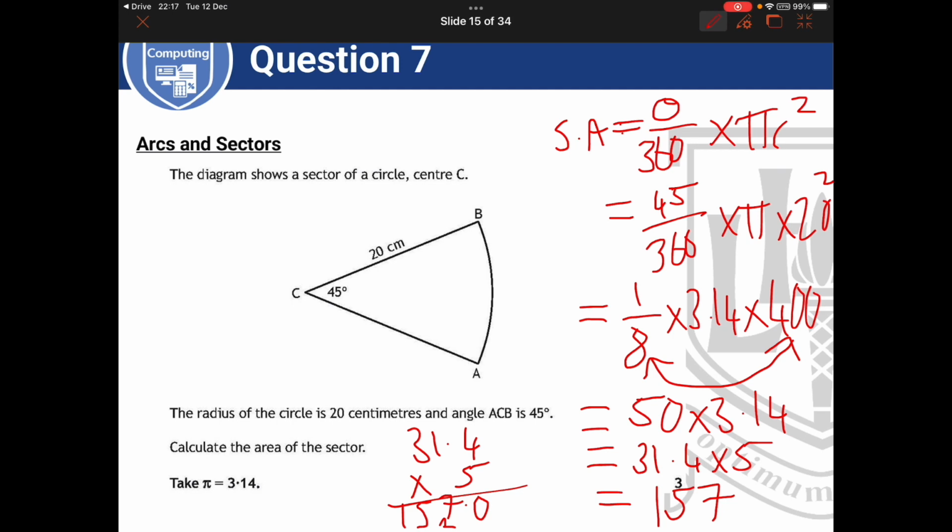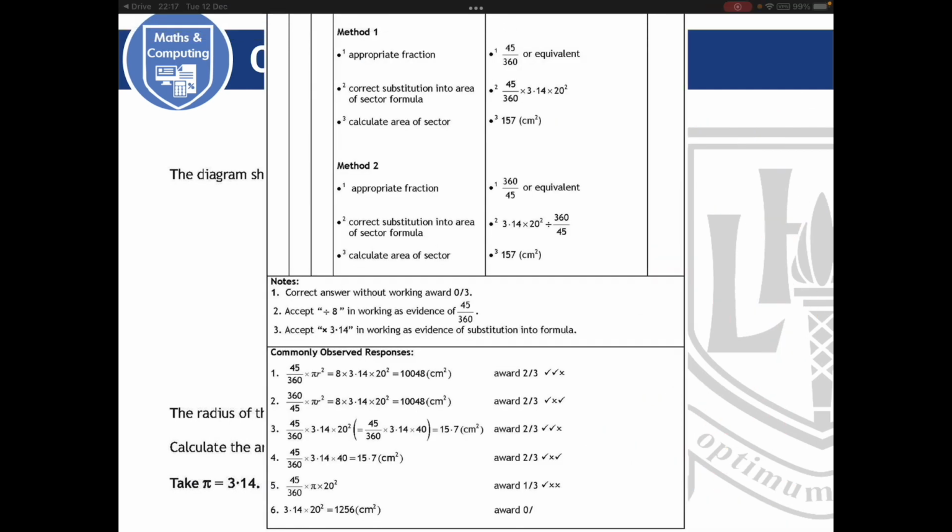That's the area of a sector, so it's centimetres squared here. 157. Okay, let's take a look at the marking scheme. So 1 for getting the fraction, 1 for substituting the rest of the values into the formula, and then your final mark for the calculation.